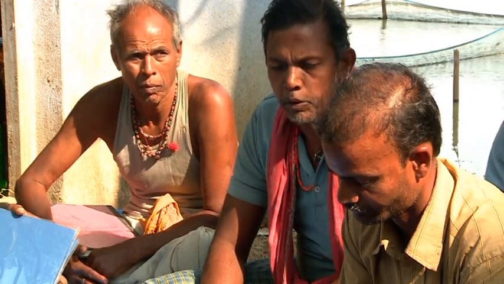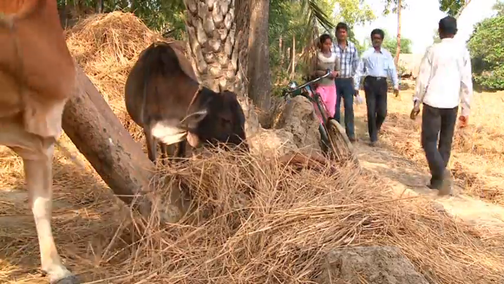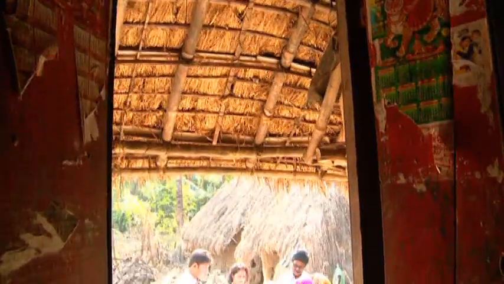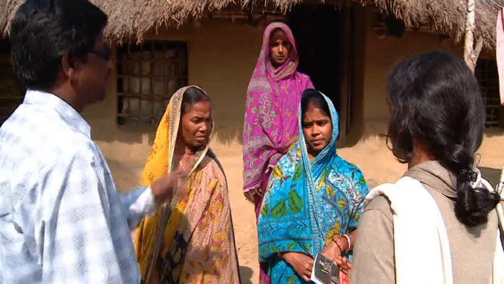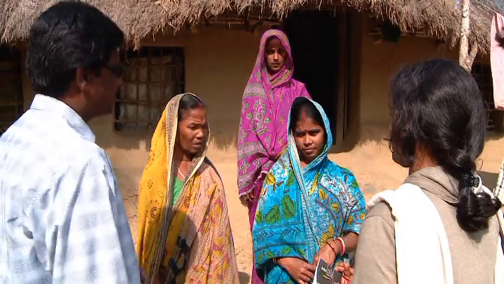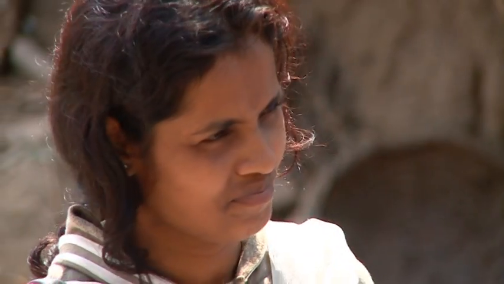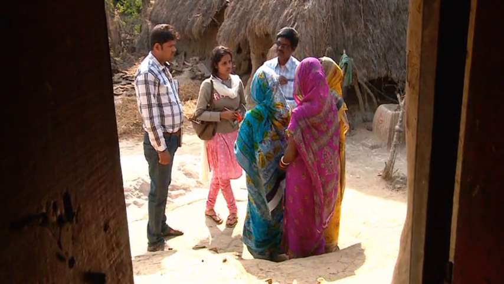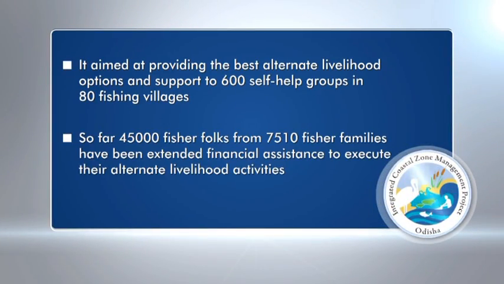This crucial component is implemented through the Fisheries and Animal Resources Development Department after an elaborate consultative process of beneficiary selection and identification of alternate livelihood activities using the resources available in the locality and formation of self-help groups. It is aimed at providing the best alternate livelihood options and support to 600 self-help groups in 80 fishing villages. So far, more than 45,000 fisher folks from 7,510 families have been extended financial assistance to execute their alternate livelihood activities.